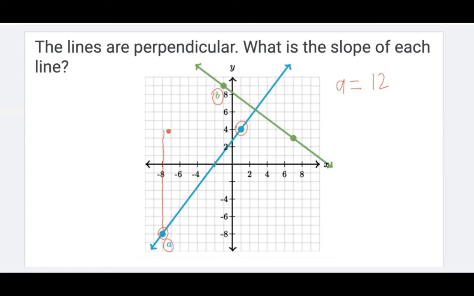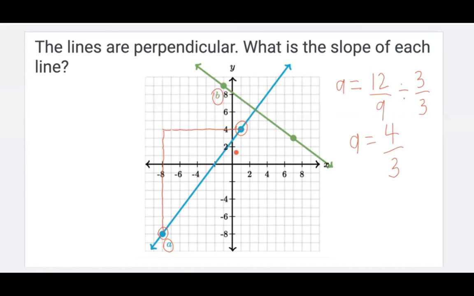Then I'll count our horizontal change to our other solid point, which will be 1, 2, 3, 4, 5, 6, 7, 8, 9 units across. We can reduce this into a simplified fraction by a factor of 3, and that will give you that A equals 4/3. Let's look at line B's slope.